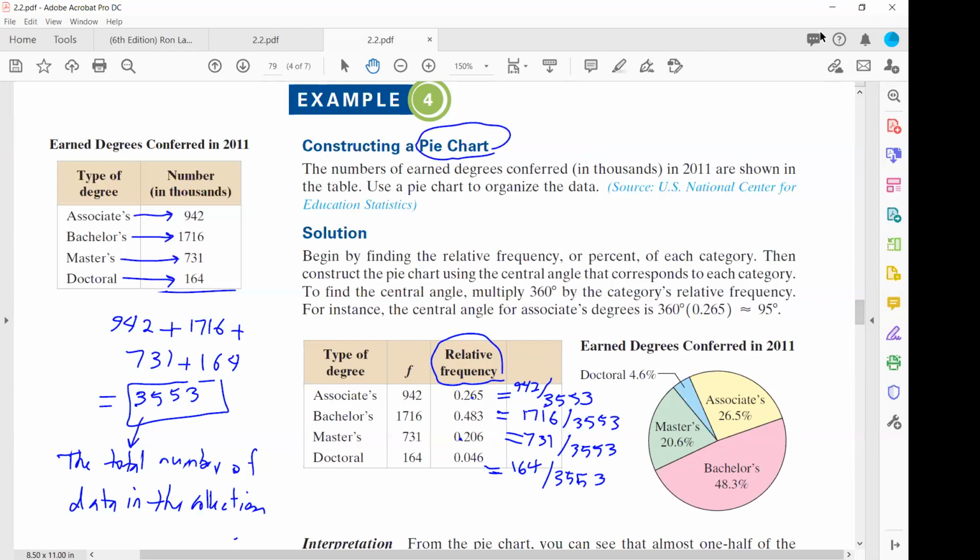So remember, we use pie chart for categorical data. Please take your time if you want to finish writing this down. If you have any question, please unmute yourself, use chat. Move on to next example.